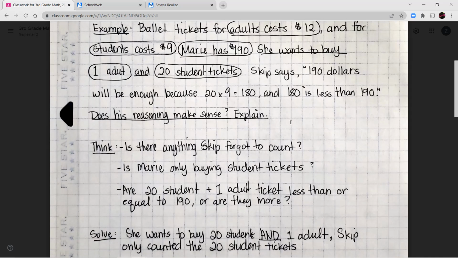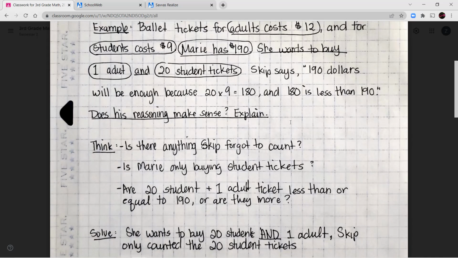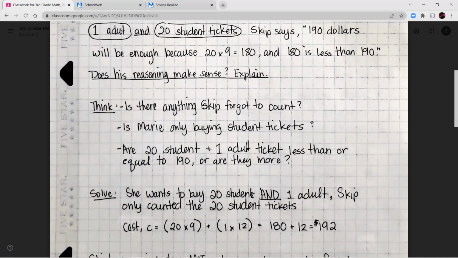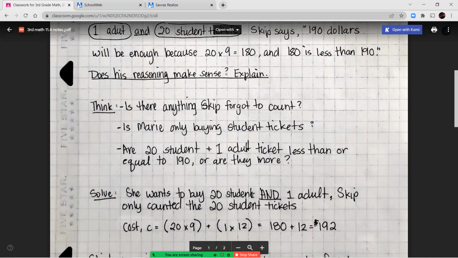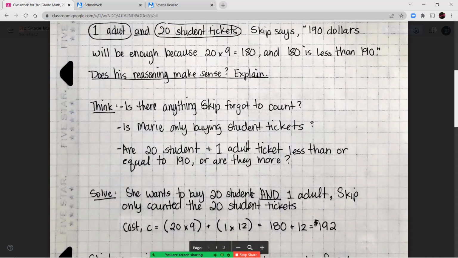Now, we know that she wants to buy 20 student tickets and 1 adult ticket. But the mistake that Skip made was that he only counted the student tickets. So the cost of the tickets is going to be C, 20 times 9 plus 1 times 12. So 20 times 9, Skip already told us that's 180, or you could use your basic facts. 2 times 9 is 18, plus that 0 makes it 180.